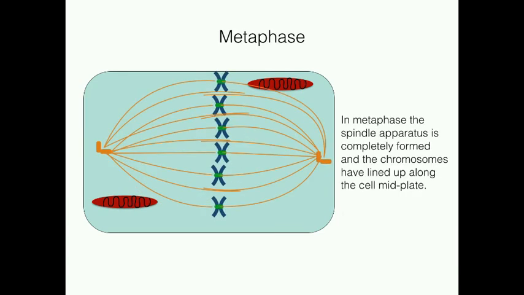During metaphase, what happens is that all of the chromosomes of the cell line up in single file down what's called the midplate or midline of the cell. So here you can see all of these chromosomes are lined up single file down the middle of the cell. This is the key signifier of metaphase.